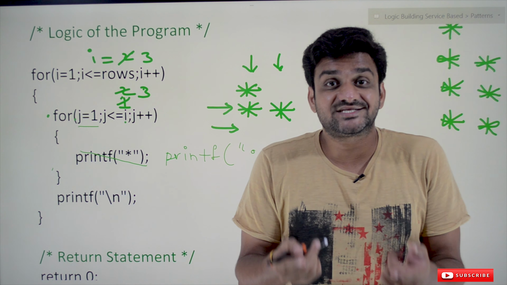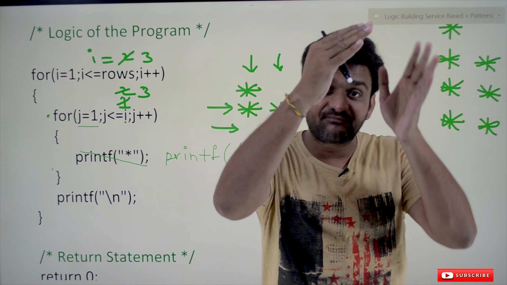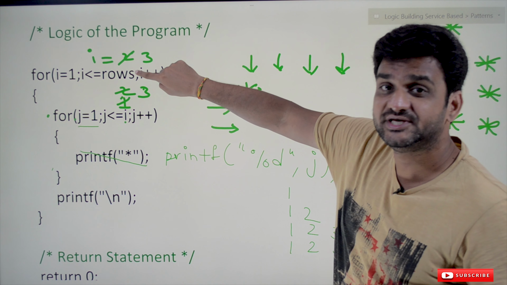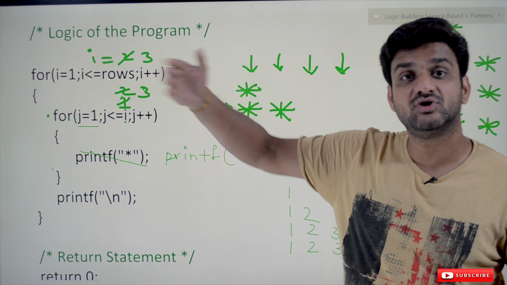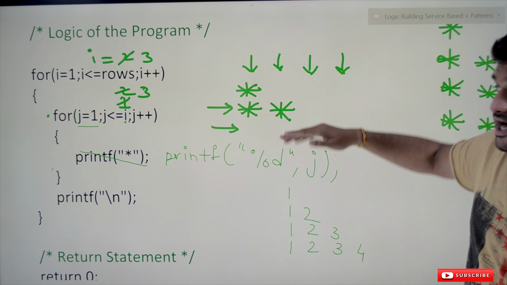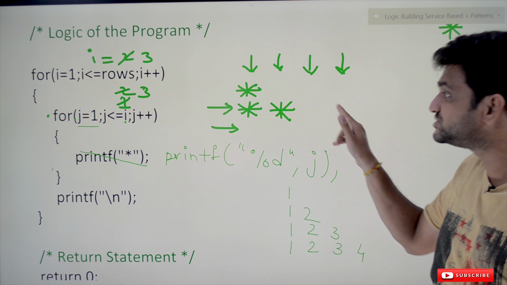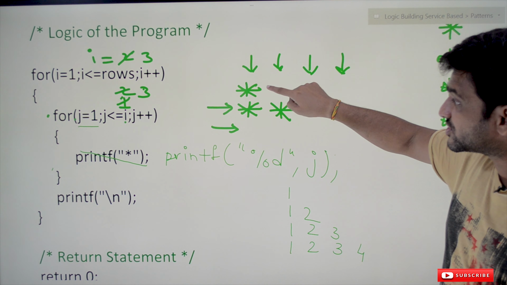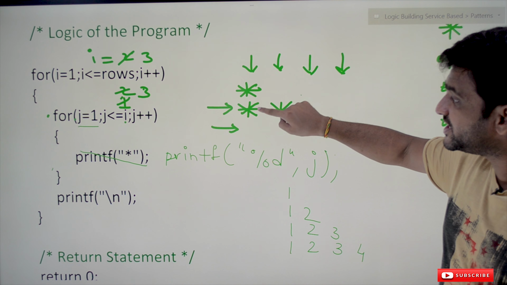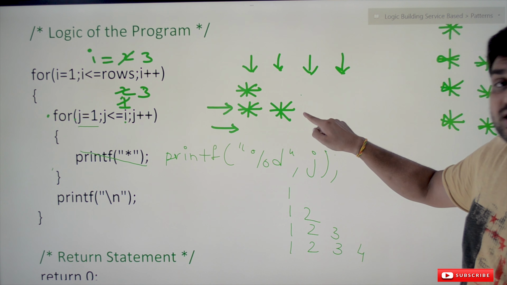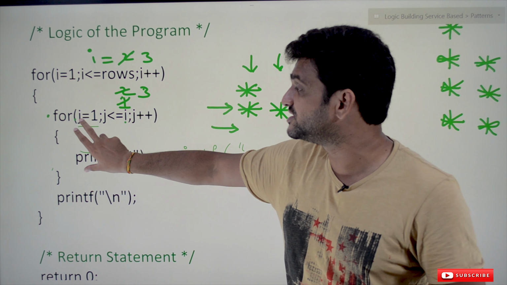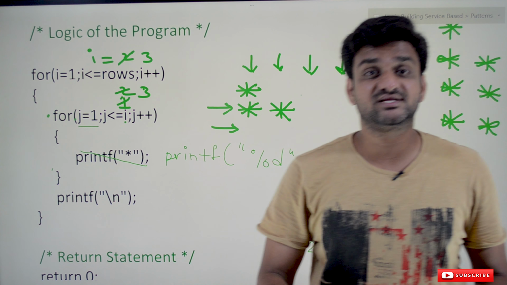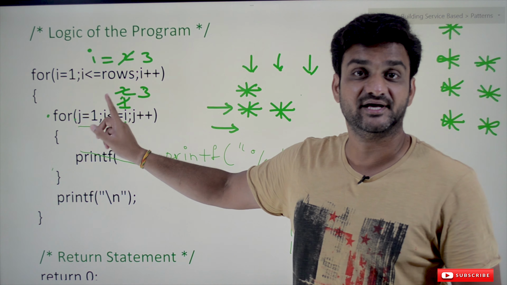In order to construct the pyramid shape, half pyramid shape, all you need to understand is these 2 for loops. This for loop is to count the number of rows, and this for loop is to print the values in each and every row. That is very important. Whenever you are counting the number of rows, for each and every row we have to print the columns. That printing job is done by this internal for loop, and the counting job is done by this external for loop. This is the logic of half pyramid.